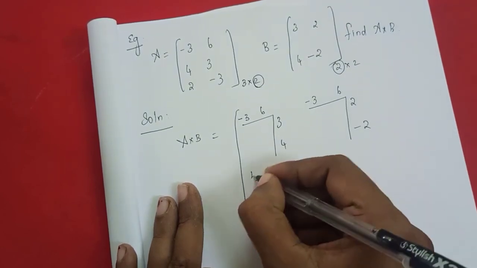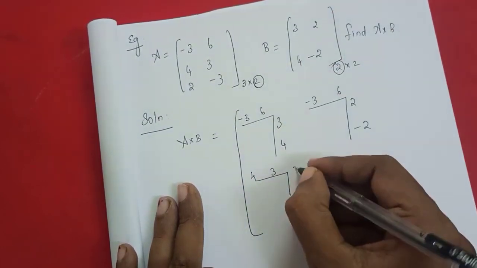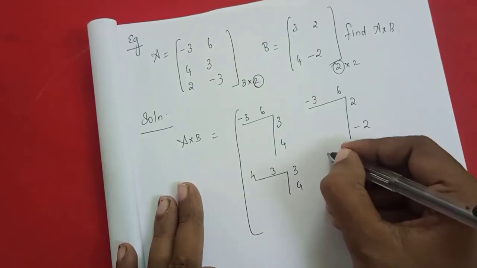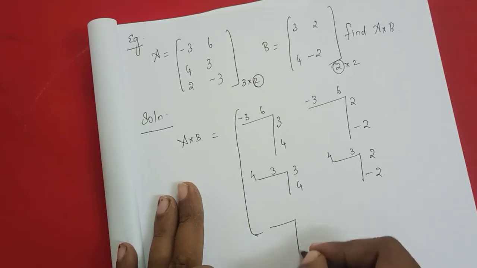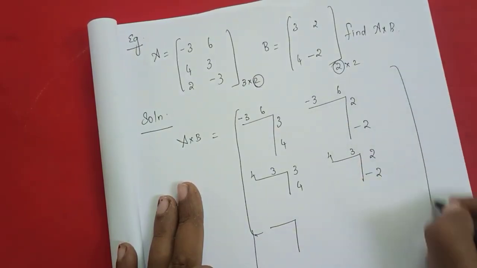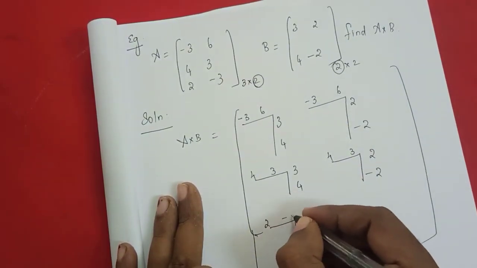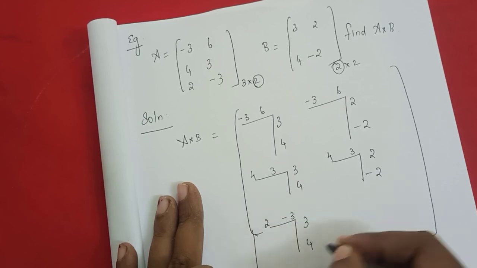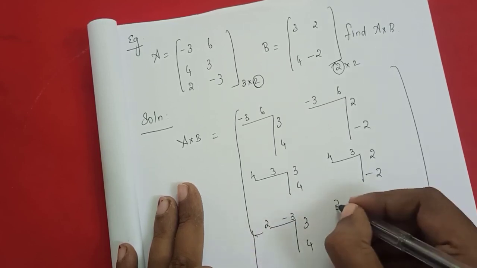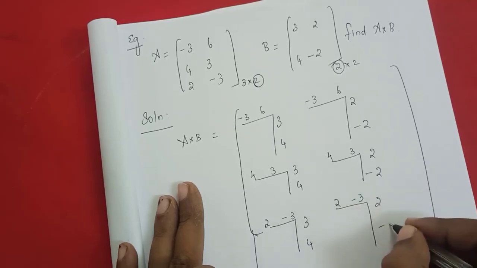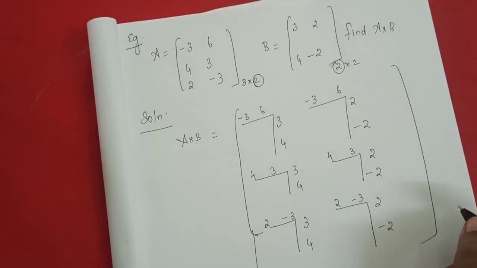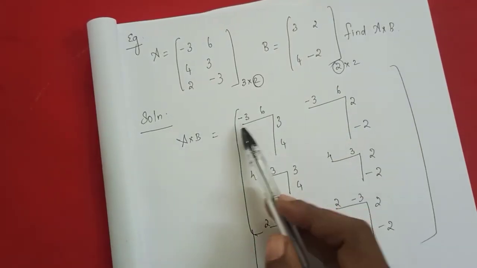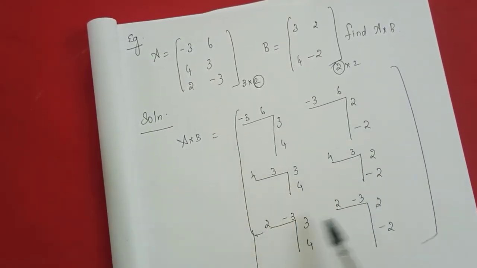Then the next row: 4, 3. Here 3, 4. Then 4, 3, 2, minus 2. Then the same as the last one: 2, minus 3, 3, 4. Same as that: 2, minus 3, 2, minus 2. You can check it here. All the row elements will be the same: this one same as this one.